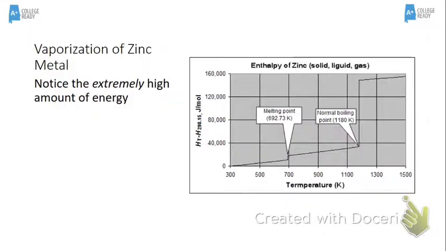So you can see here on this graph right here that the melting point of zinc is at 692 Kelvin, and the boiling point is at 1100 Kelvin. If you take a look at the amount of energy needed to get this to a gas, it is extremely high. I'm sorry, not 165,000 degrees. At the 1100 degrees, that's what it takes to get it to a gaseous state.